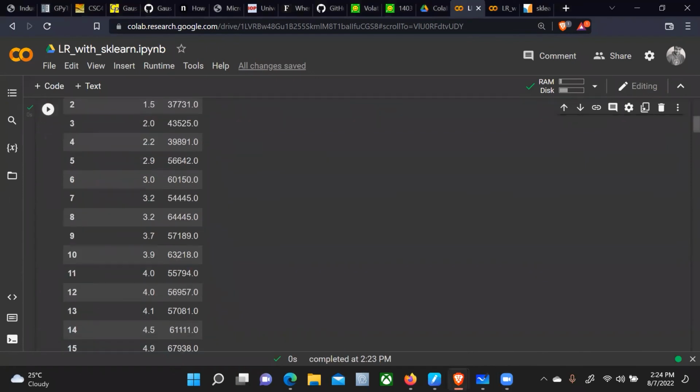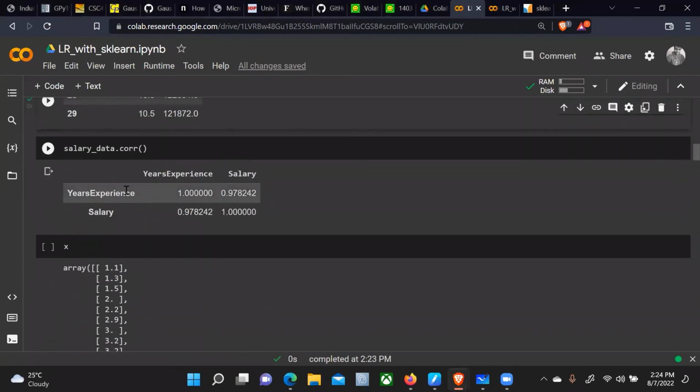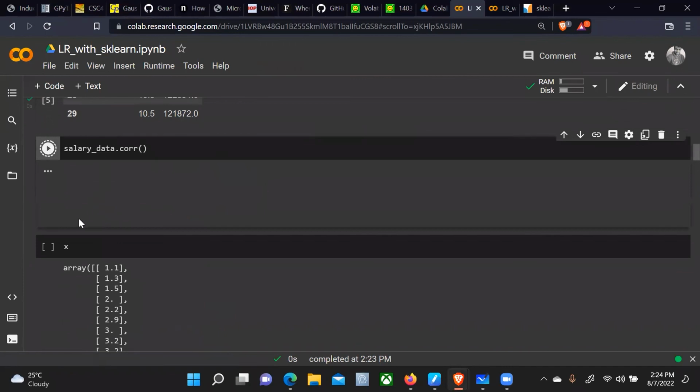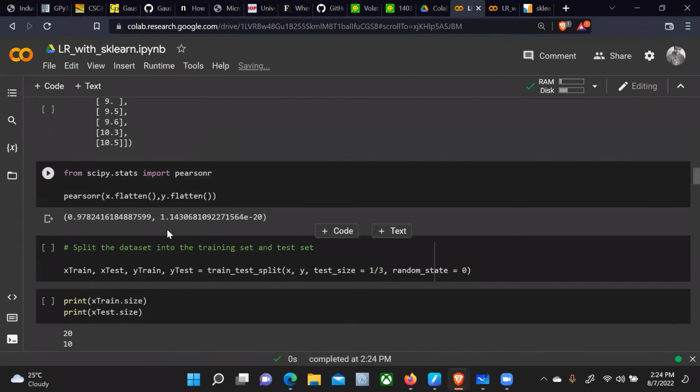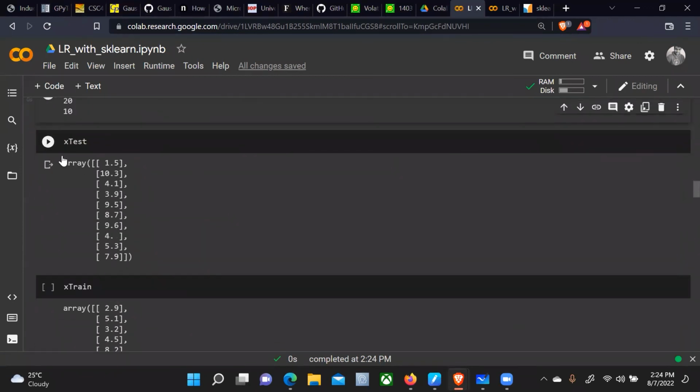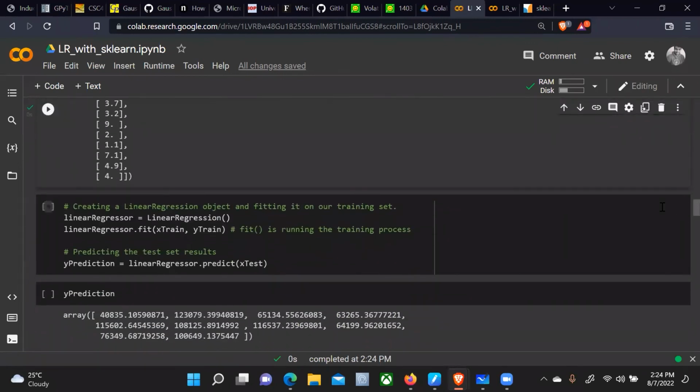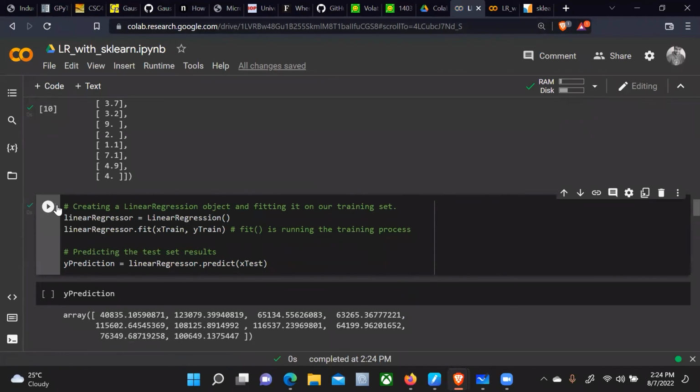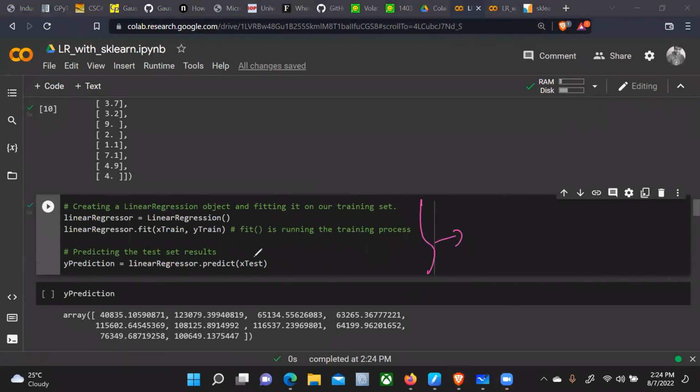Now, the good news is we do not have to do everything by hand, as I tried to do earlier. Figuring out correlation is really easy in Python, and one could run the Pearson R test. Here I'm just going to separate my data set. And now the whole linear regression that I had to write with a massive amount of code can fit within 3-4 lines. You call the function, then you fit the model. Fit is basically running the training process.